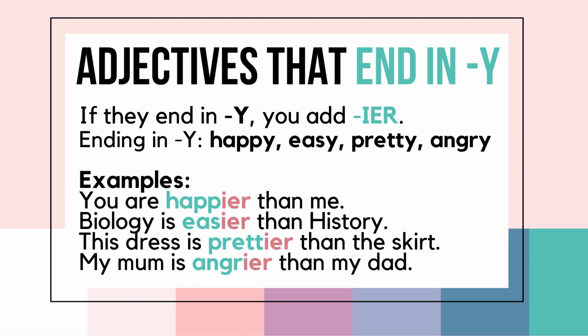If the adjective ends in y, it doesn't matter if it's long or short. You always have to take away the y and add -ier. Some examples are happy, easy, pretty, angry.